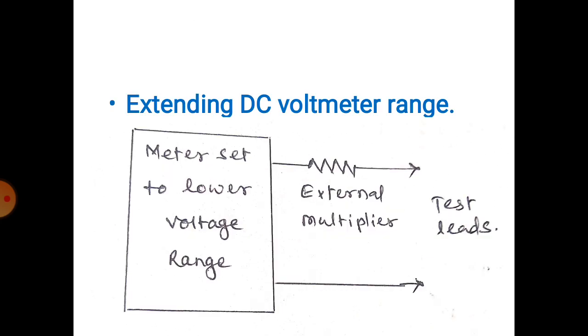So next, extending DC voltmeter range. The range of a DC voltmeter can be extended to measure high voltages by using an external multiplier resistor as shown in the figure. However, great care must be taken not to exceed the voltage drop required for full scale deflection of the basic movement.